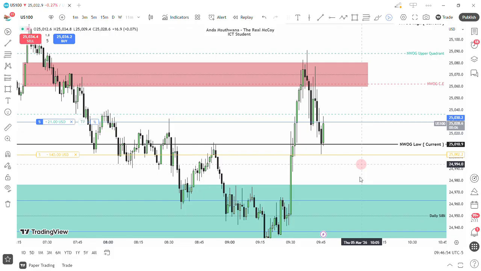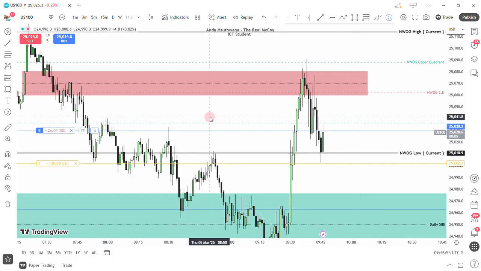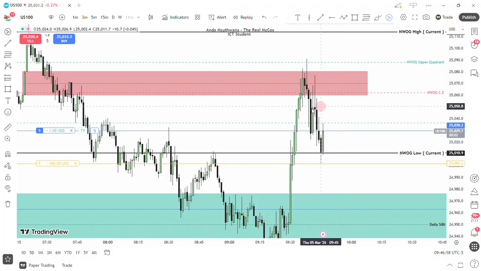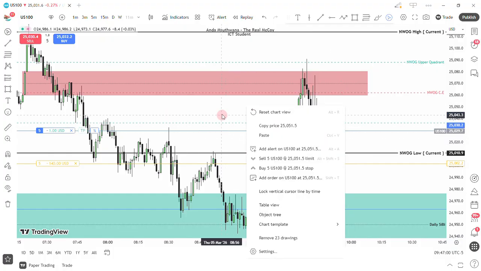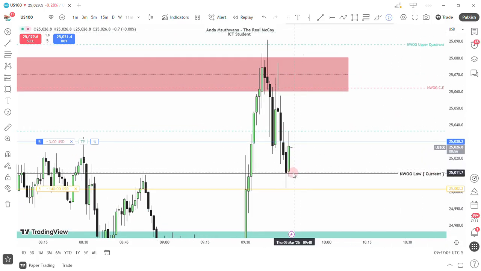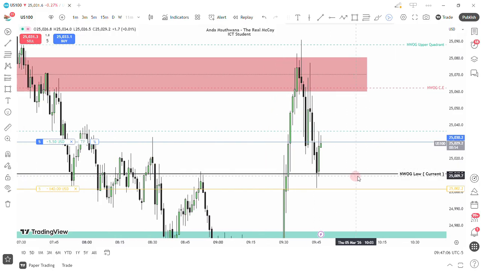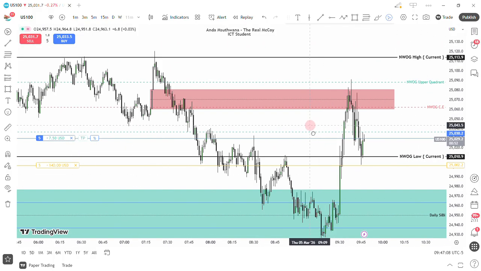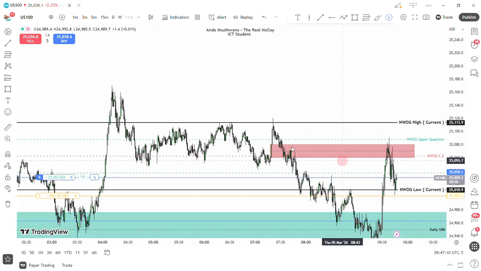I want to see higher prices, right? Now that it's doing this, I think this is a perfect opportunity for me to take longs, and so I do. I take longs right here. So this is the position I'm in right now. I'm buying 5 contracts. My stop is set right at the low where it pierced the new week opening gap low.